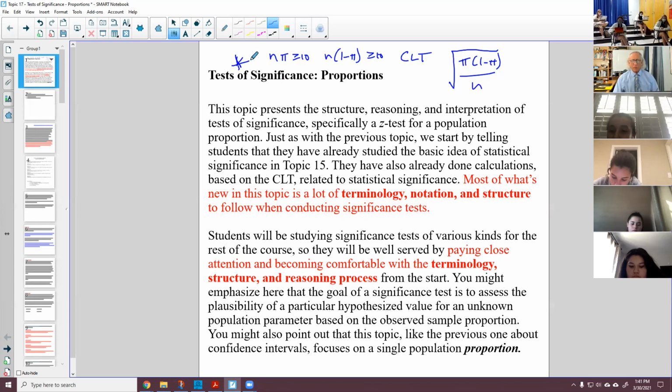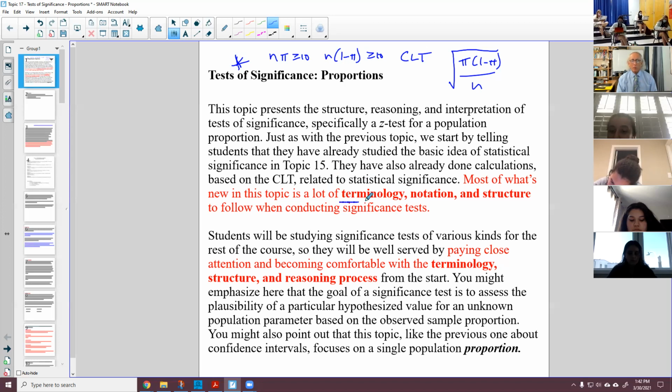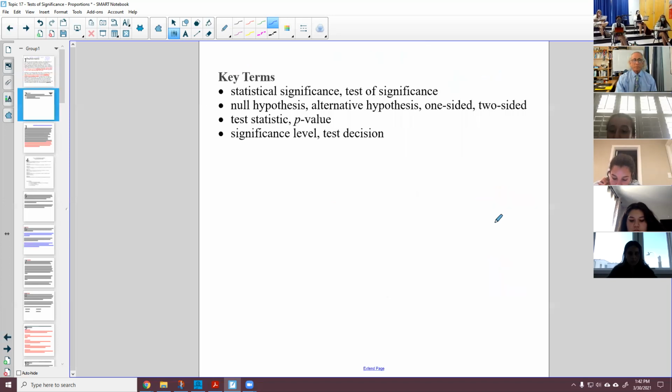And I think I sent out yesterday again the little notes from Olivia Weiss, which also has my notes on it. Use that. It's going to help you remember which one to do. All right, so when we're talking about tests of significance, a lot of what we're going to be talking about in this chapter is different terminology, different notation, and a very fixed structure to follow when we're doing a significance test. So, pay attention to the terminology. It's going to be important.